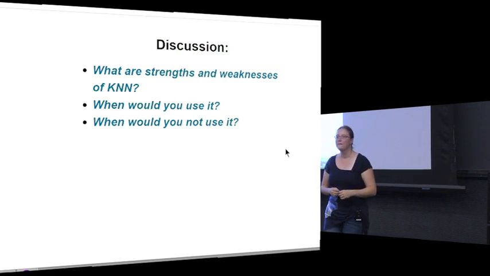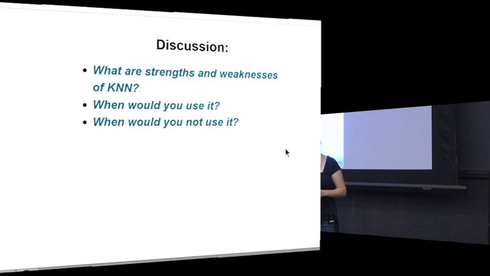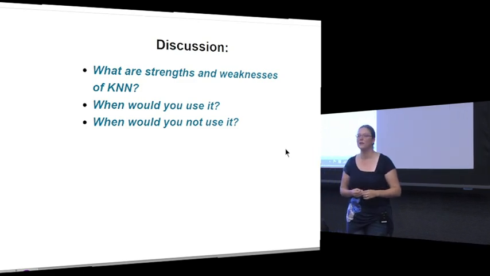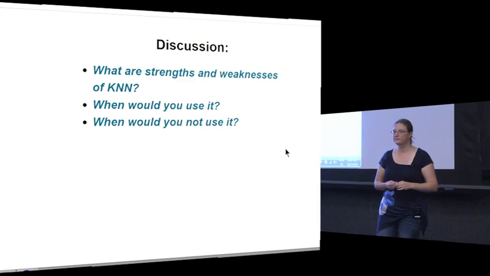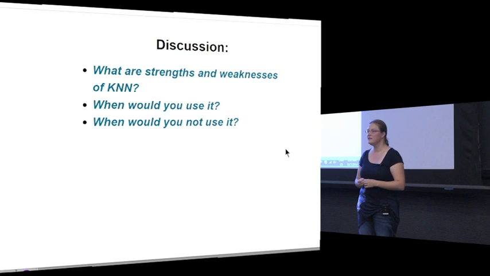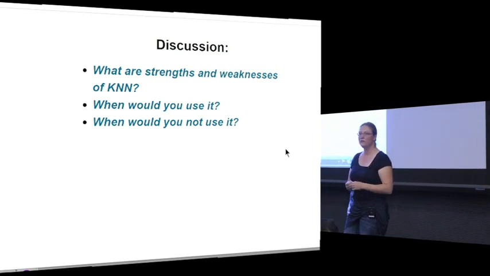Would you be able to solve that by normalizing? Yes, this is something you can take countermeasures for. Exactly. So other ideas where you would not go with K-Nearest Neighbors?